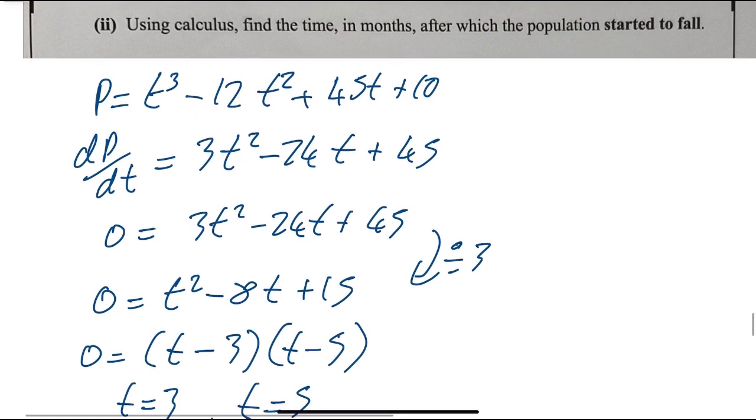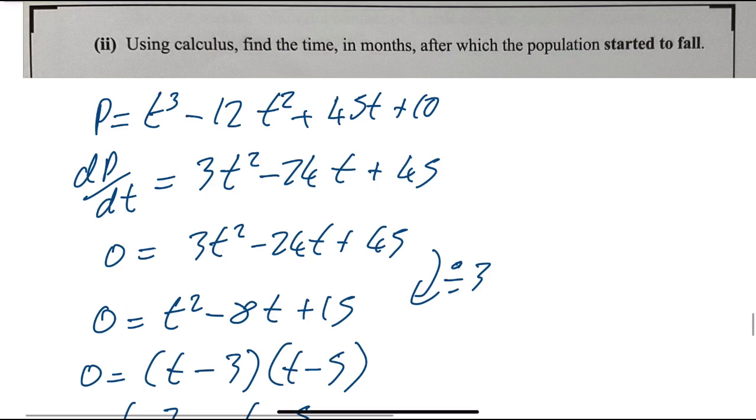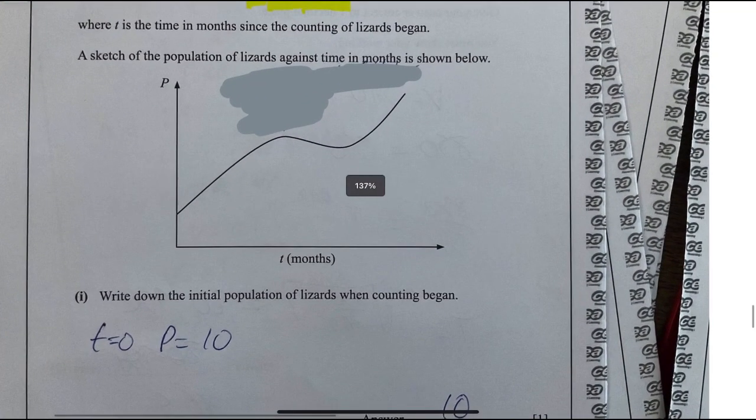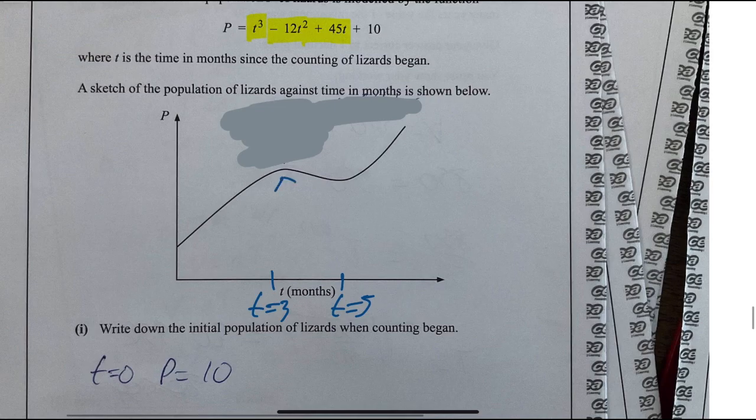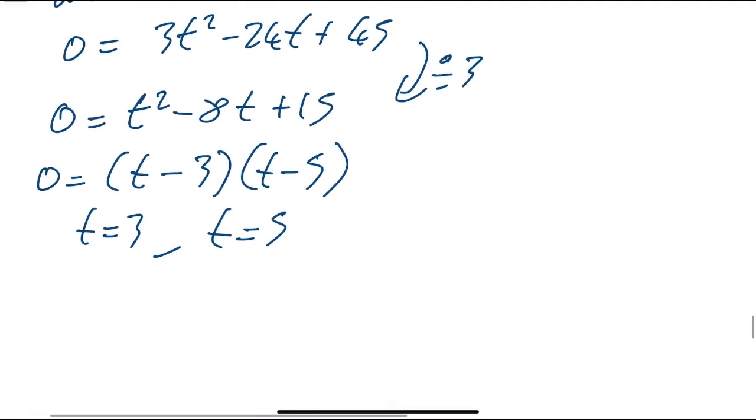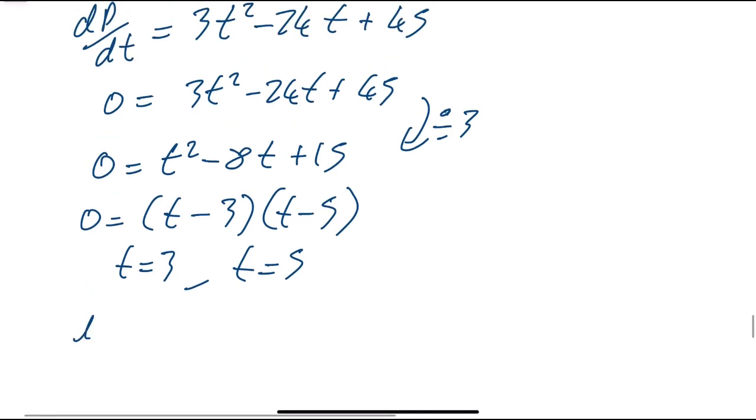Using calculus, find a time in months after which the population started to fall. So here, look back and see what's going on. There's a turning point here and here. So the turning point is going to be here at this top and this bottom. So this one must be t is equal to 3 and this one must be t is equal to 5. But just to guarantee me getting the marks, I'm going to do my d2y by dx squared to show that this one here, because this is where it begins to fall, of course, is a maximum turning point. Okay?